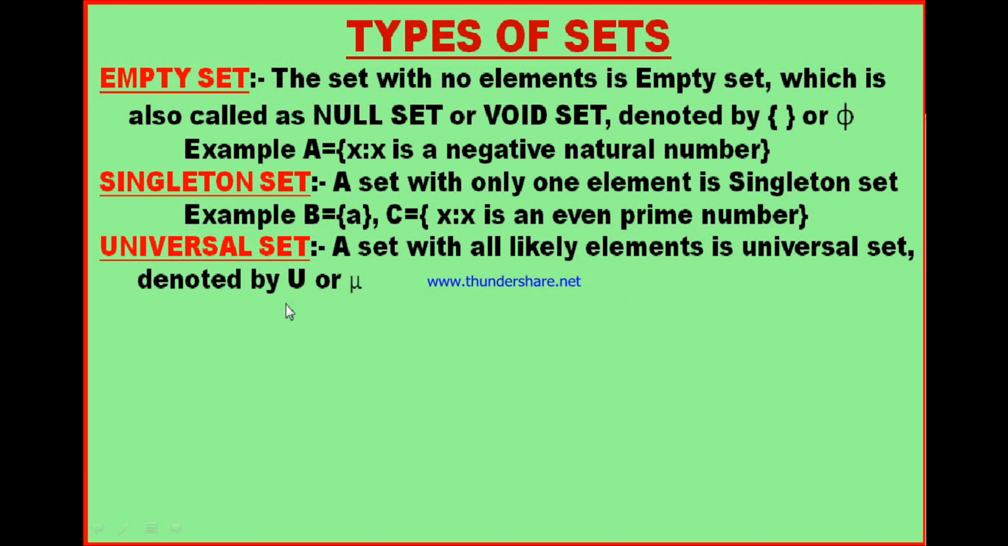This universal set is represented by capital U or mu. In a Venn diagram, this universal set may be represented with either a square or a rectangle.